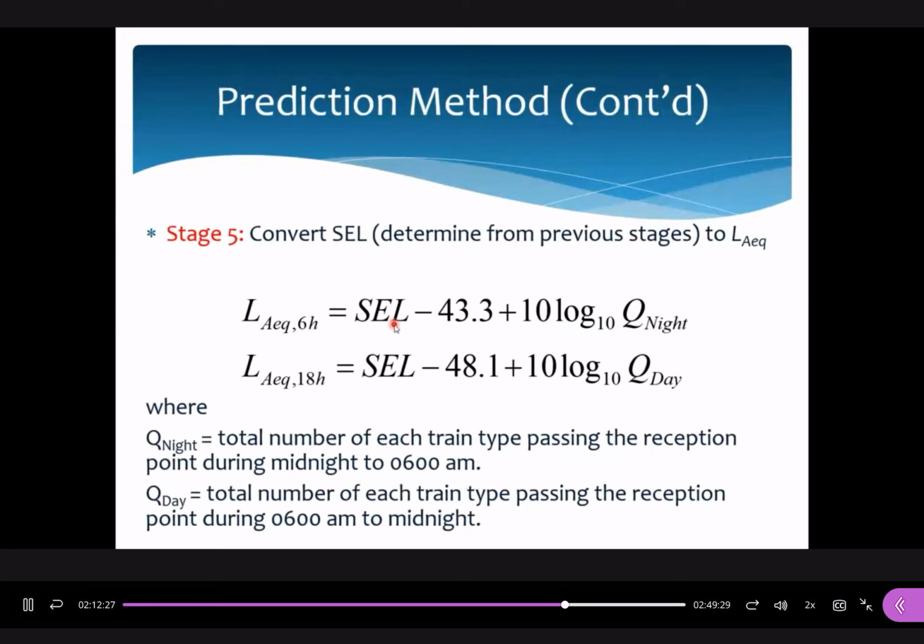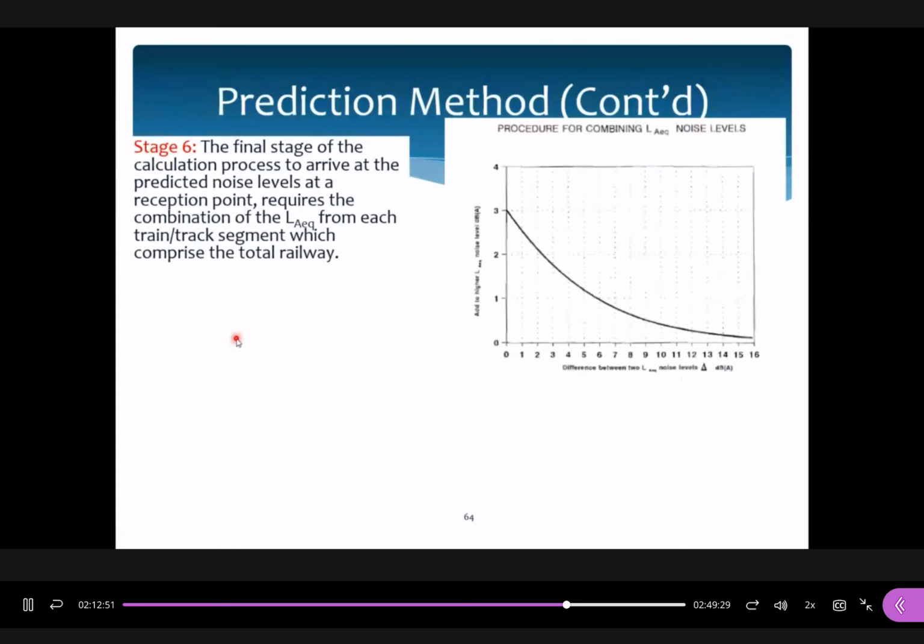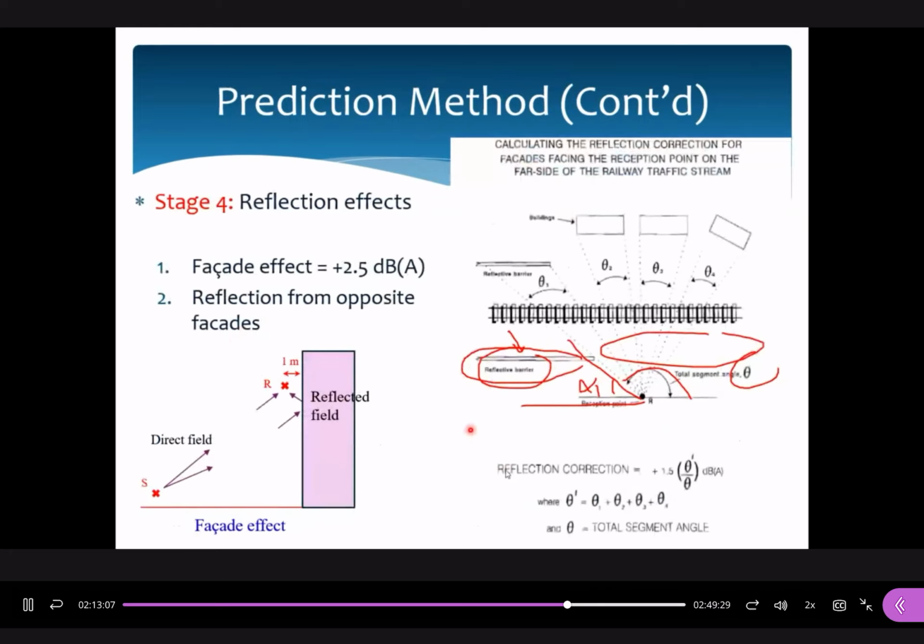We just have a single sound exposure level value. Q here is the total number of trains passing through the reception points during this time period, and Q day here is the total number of trains passing through these reception points during the daytime. Okay, you just plug in the corresponding values, and you can get back the results. And finally, if we just have a single segment, we can directly get the overall results. If we have multiple segments, how to consider this one? You may simply consider multiple segments, let's say in this case, we derive into two segments. They are two sources.